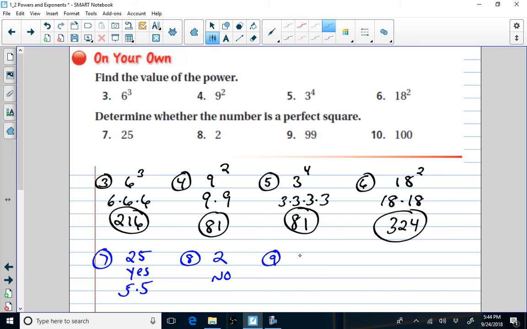Number 9, is 99 the product of a number times itself? The answer to that is no. 99 is 9 times 11, not the product of a number times itself. Problem 10, is 100 the product of a number times itself? The answer to that is yes. It is the product of 10 times 10.